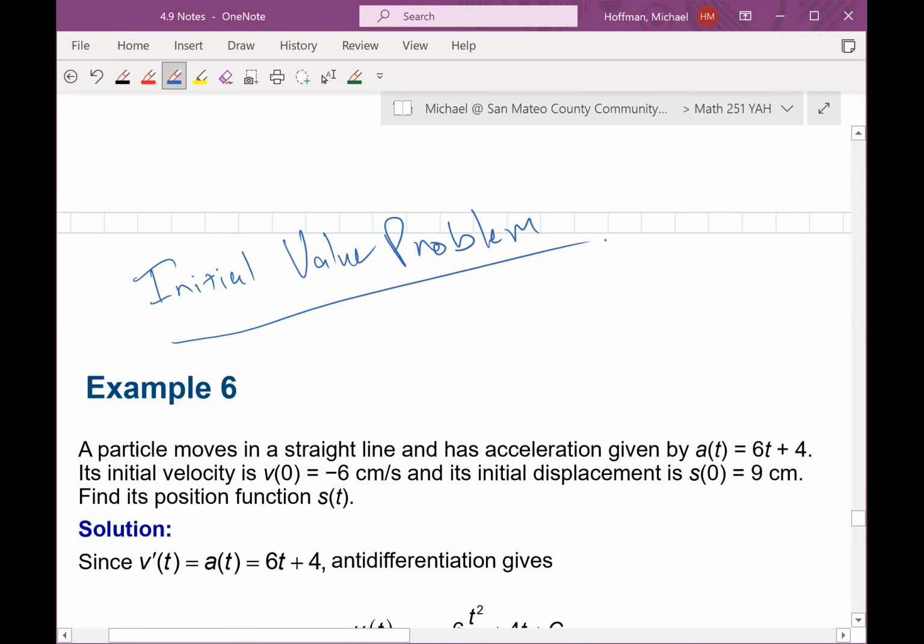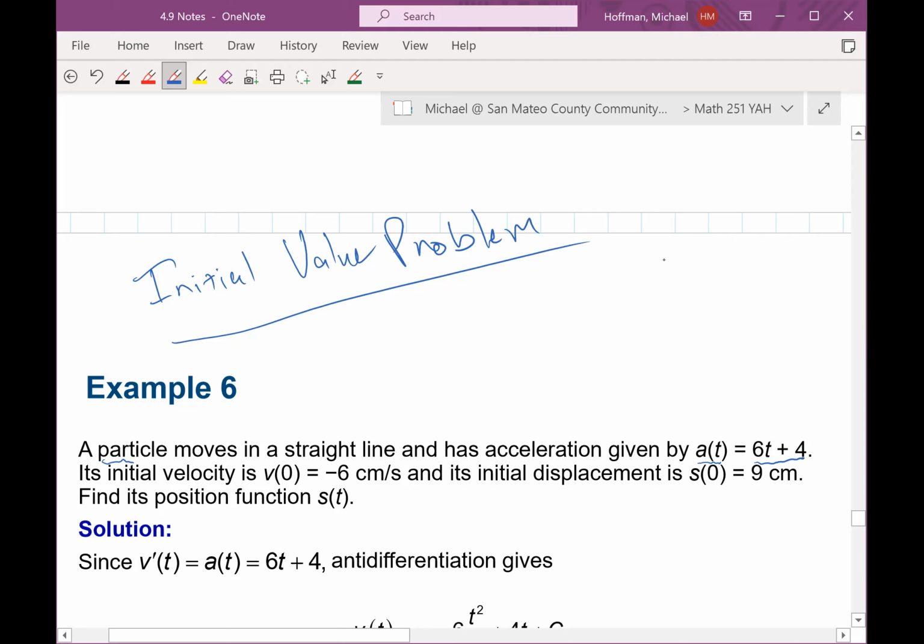Here we're told that a particle, or maybe think of a car, is accelerating. So the acceleration is a function of time. The acceleration is increasing, which means it's not only getting faster, it's getting faster and faster. The rate of change is this linear function. We also know that this acceleration is the second derivative of position.